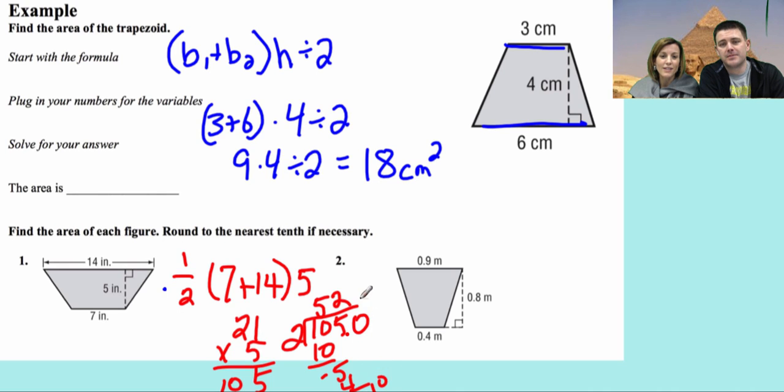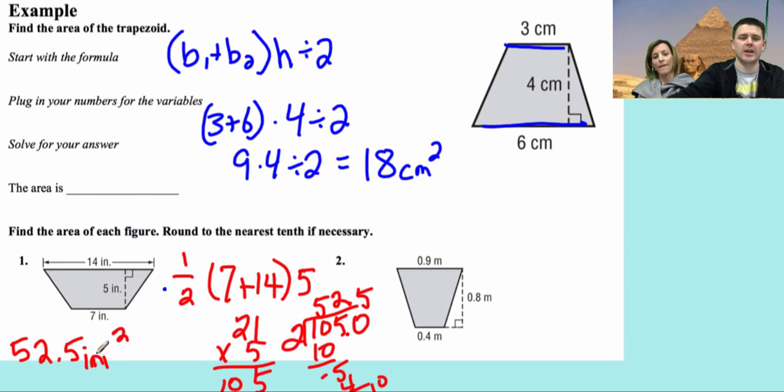I got 10 at the end, so I need a 52.5. Now I got to squeak it over here. 52.5 inches squared. If you try fractions, good for you. If you didn't, that's okay too.